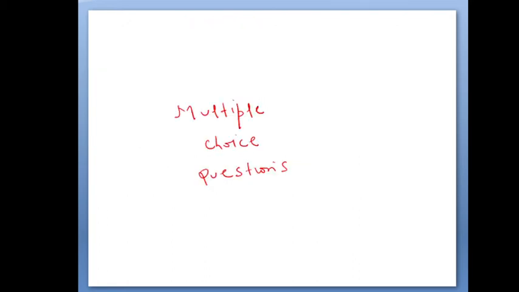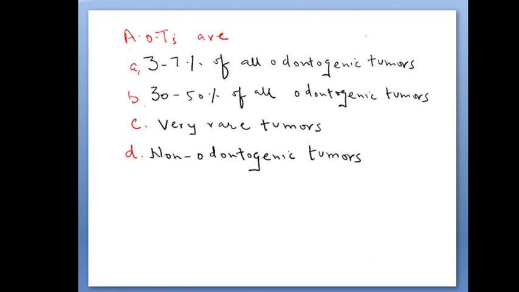To conclude, the multiple choice questions. AOTs are here. Option number A is correct. They form only 3 to 7% of all odontogenic tumors. AOTs are not very common lesions. Again, they are not very rare and they are odontogenic tumors.